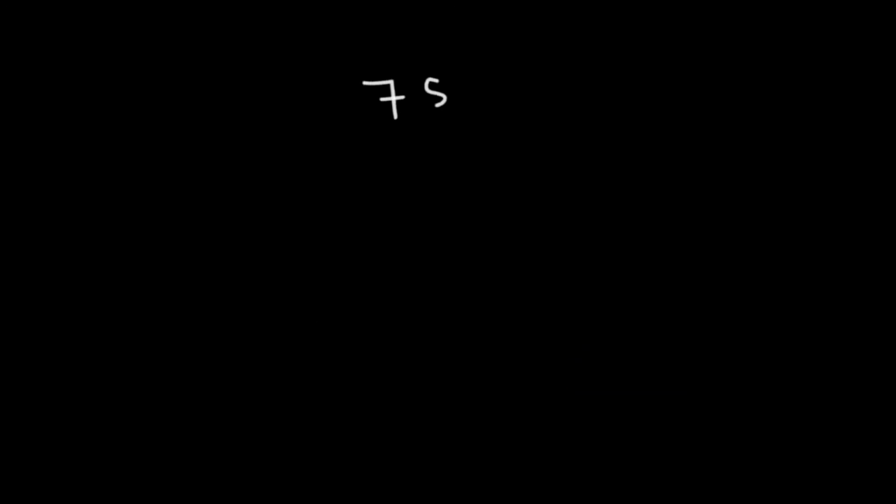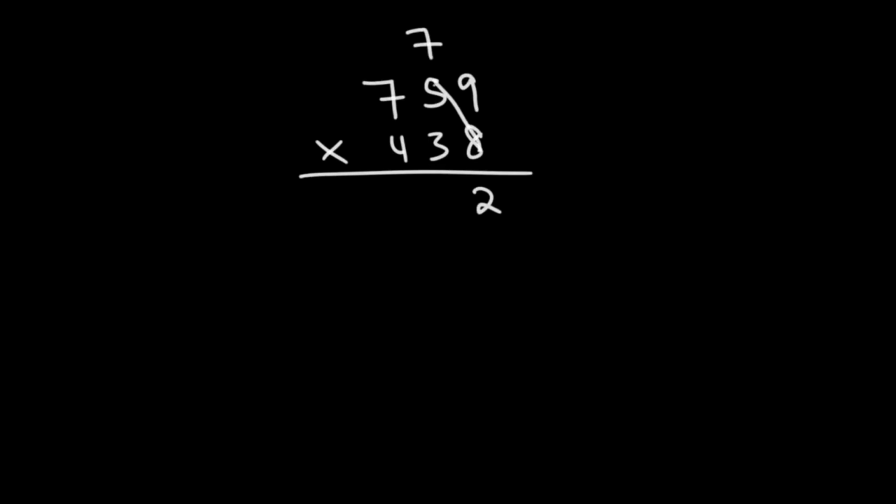So this is going to be the final example. It's going to be the hardest one that we've worked on in this video. Multiply 759 by 438. So first we have 8 times 9 is 72. Write the 2 and then carry over the 7. Next is 8 times 5. 8 times 5 is 40. Add 7, that's 47. So we're going to write the 7, carry over the 4. And then 8 times 7 is 56, plus 4, that's 60.